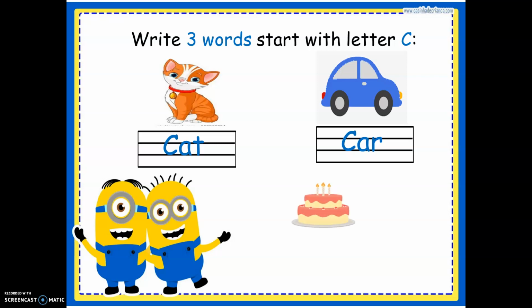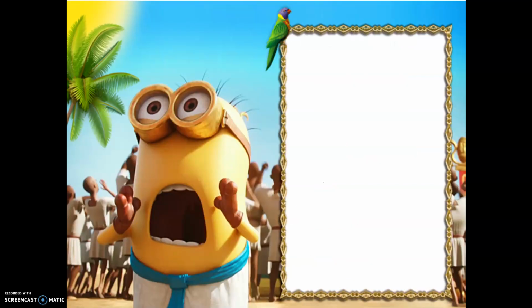Then, what can you see in the third picture? I can see a cake. C-A-K-E. So these are three words. Start with letter C. Now let's make sentences using these words.